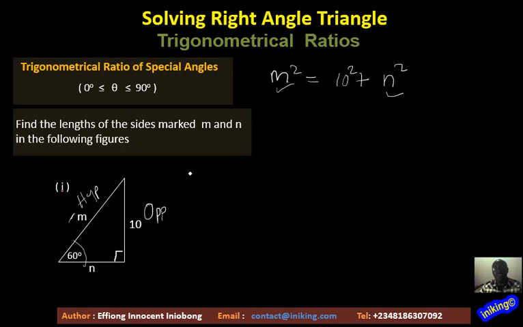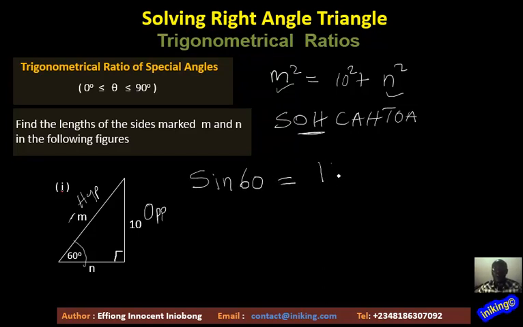So I say, opposite and hypotenuse, what do I use? That reminds me of sine, from SOH CAH TOA. I know that sine combines opposite and hypotenuse. So sine 60 equals opposite 10, hypotenuse M. What is sine 60? I can recollect sine 60 must be root 3 over 2, because I know sine 30 is 1 over 2. And then this is 10 over M.